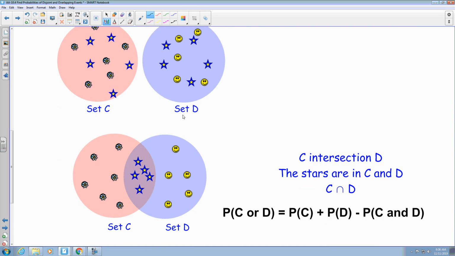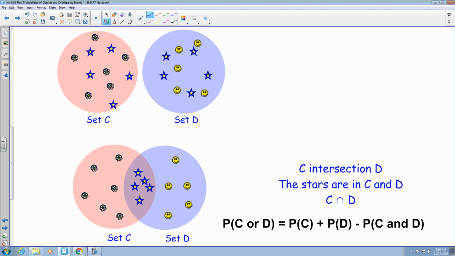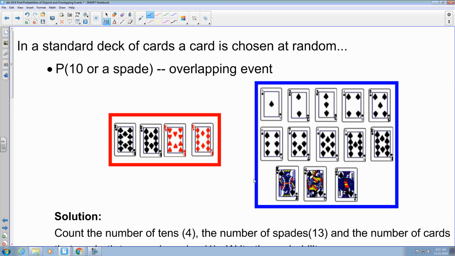If you look here, this is where the union comes into play, and you would have to take into account not only the probability of set C plus the probability of set D, but also subtract the probability of A and C occurring. I'll show you examples of that in different aspects of these example problems. So what we have here says a standard deck of cards is chosen at random.